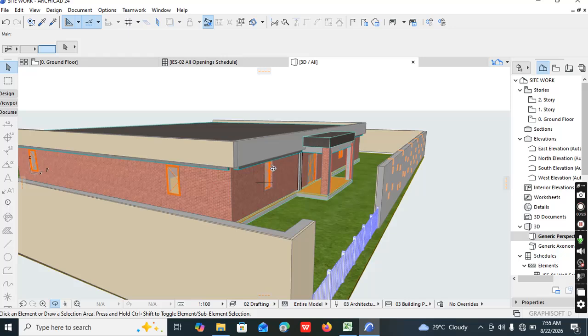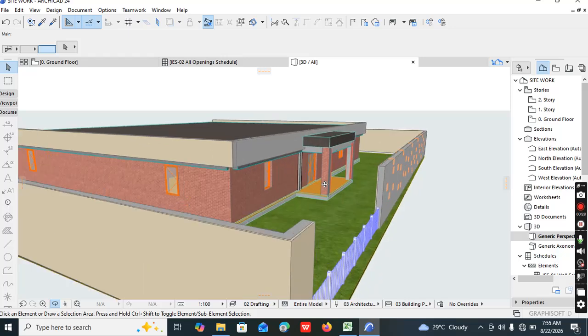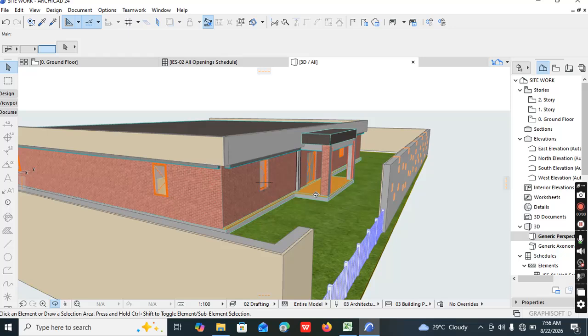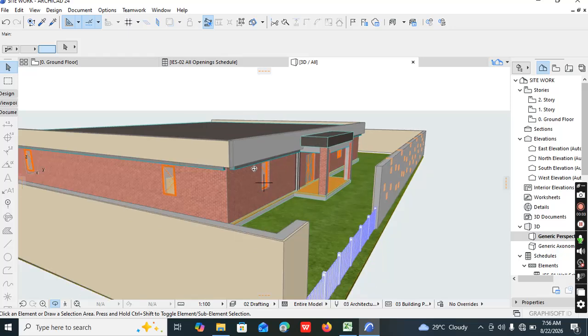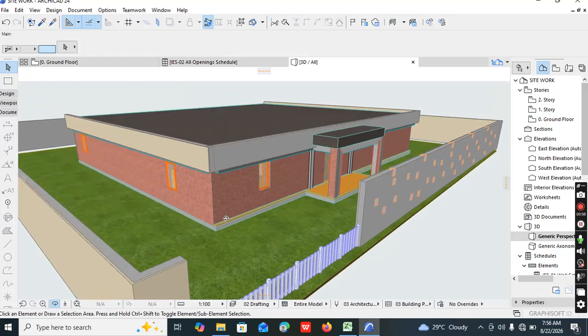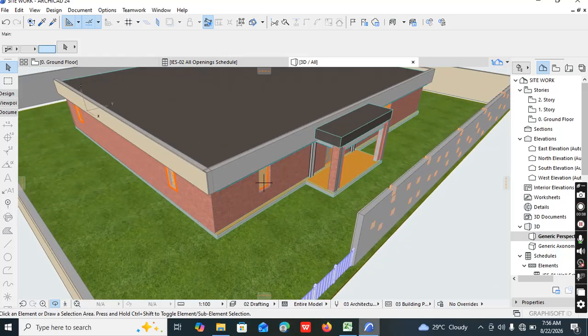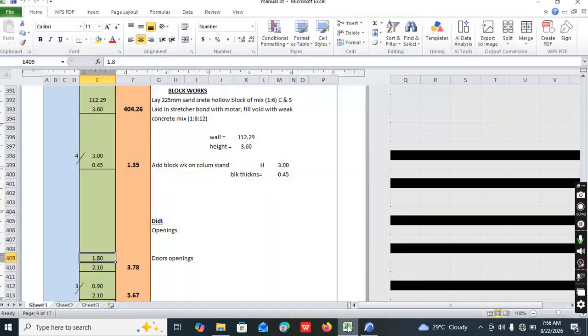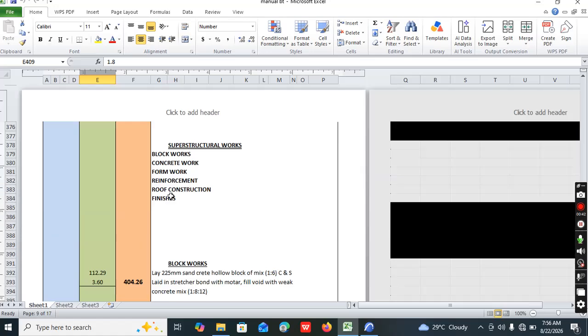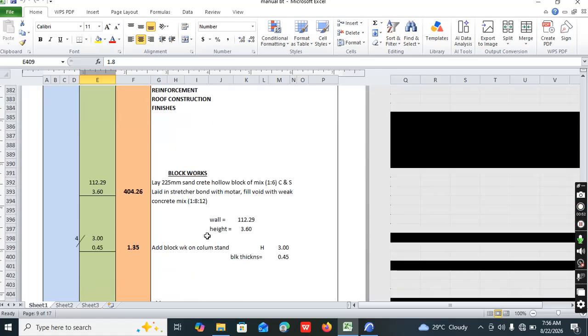Here we are going to measure the block wall, and measure the reinforcement and the formwork. So let's move straight to our class. Okay, now we have block work, concrete work, formwork, reinforcement, roof construction and finishes. So here we are going to start from block work.